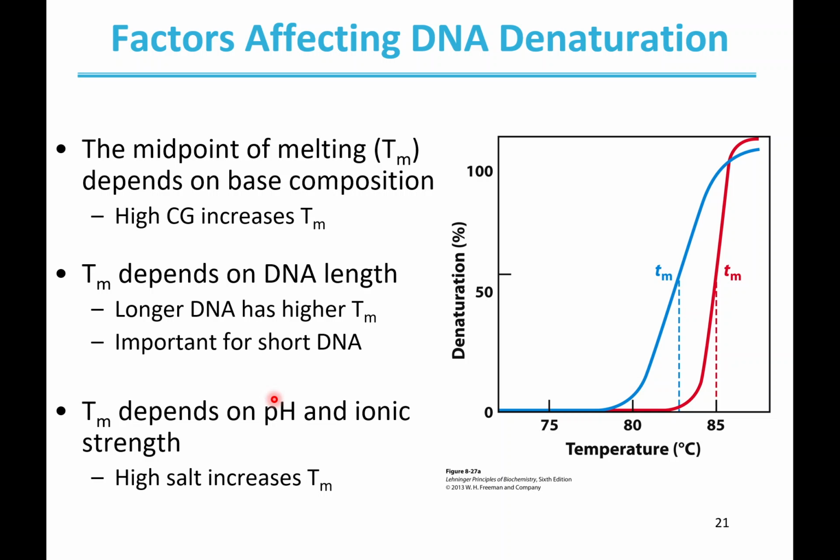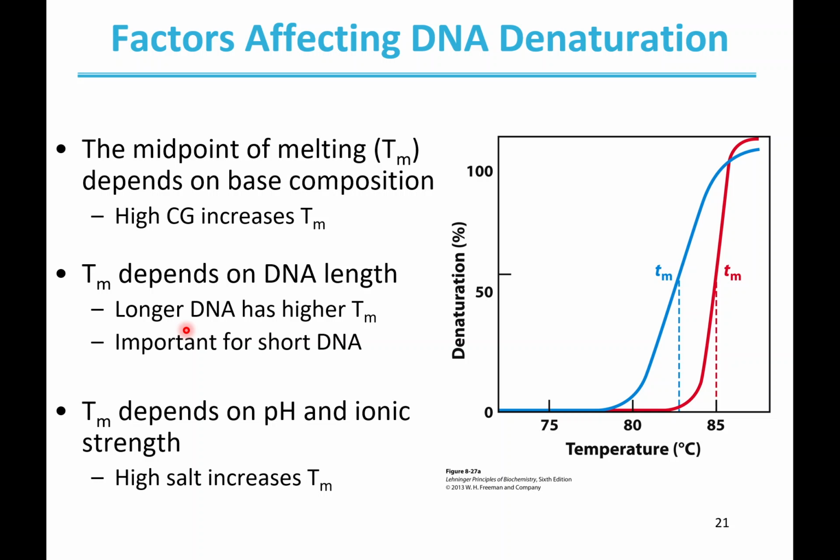The melting point is going to depend on a couple of things. One is the G and C content. The other most common thing it depends on is the length. The longer your DNA strand is, the higher the melting temperature is going to be, because the longer your strand is, the more hydrogen bonds you're going to have in that double strand. The length becomes much more important for shorter pieces of DNA.